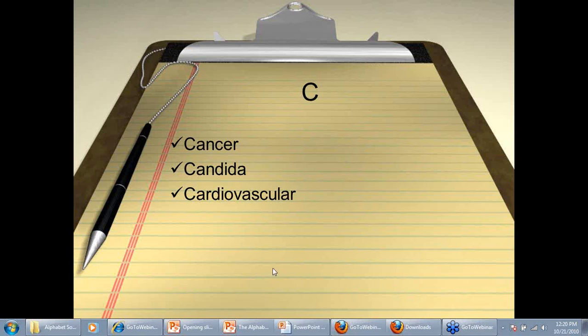The last C on the list is cardiovascular, which is a broad group of symptoms, obviously. But mainly, I always put it on there mainly because of the issue with some of Dr.